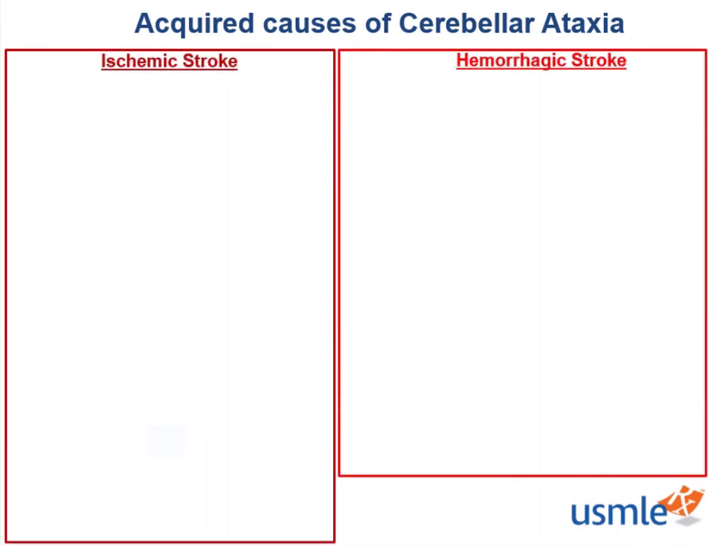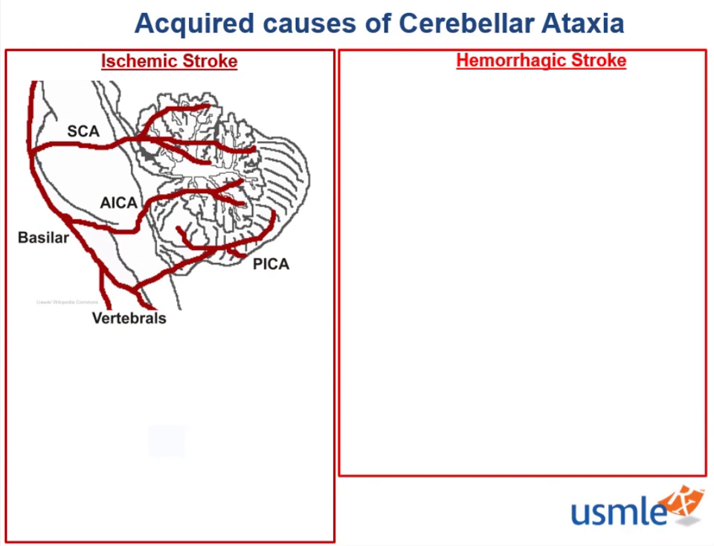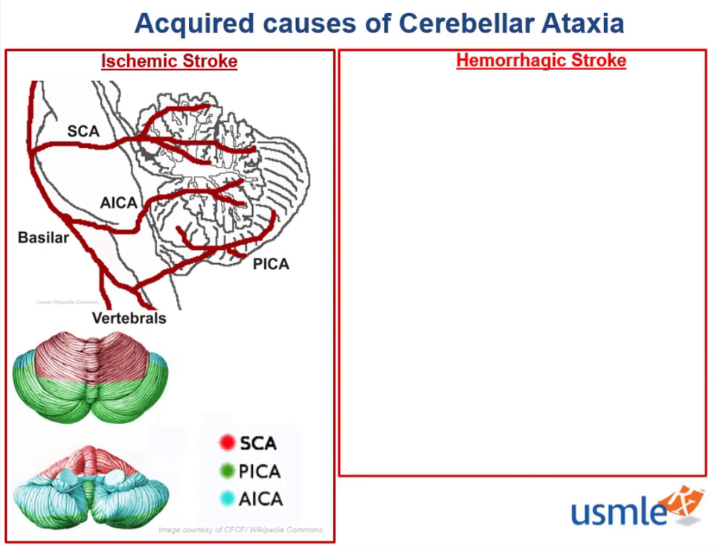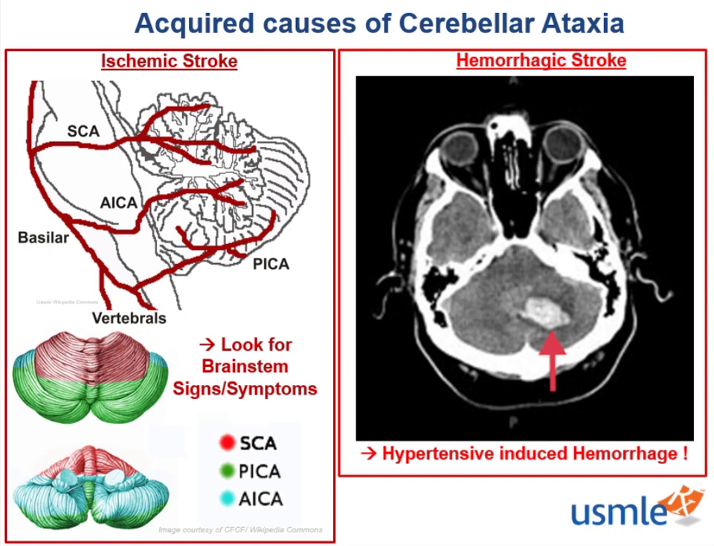Strokes can also cause cerebellar ataxia. Ischemic strokes to the vertebral and basilar arteries that feed the superior, anterior inferior, and posterior inferior cerebellar arteries can occur, which correlate to blood supply for these highlighted regions. Overall, look for brainstem signs and symptoms along with cerebellar ataxia findings as the blood vessels traverse the brainstem to reach the cerebellum, as you can see in this diagram. Lastly, hemorrhagic strokes in the cerebellum due to hypertension can also occur as indicated by the red arrow.